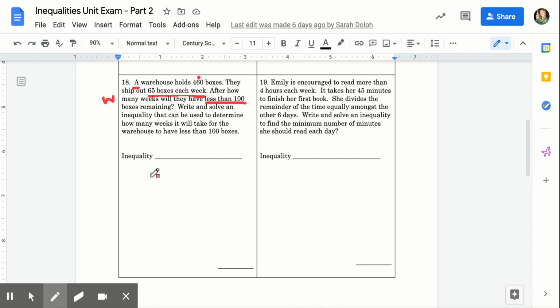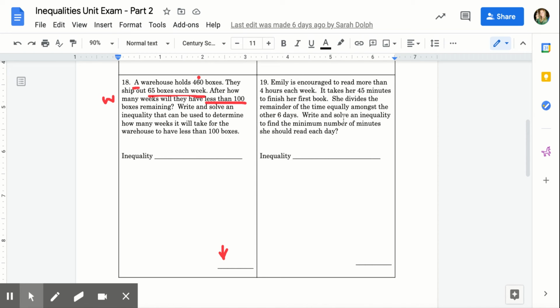So you're starting with 460. You know ship out means to minus 65 boxes each week. Well, we don't know how many weeks, so which number does the variable W go with? And then they will have less than 100 boxes. Go ahead and set up that inequality, and then you can go ahead and solve it. You need to make sure, just like in the top two, you show all your work and write the answer down here on the line. Comprende?